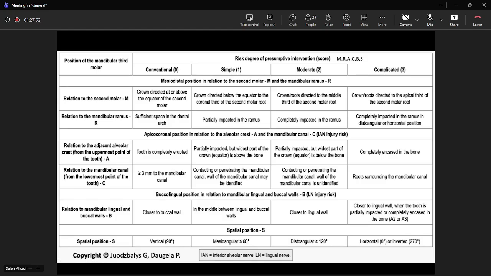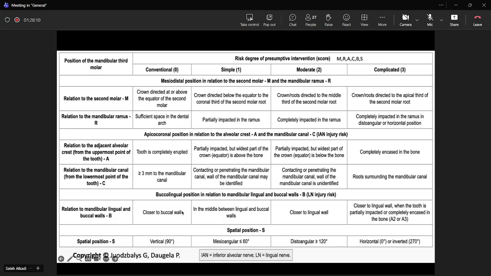And then we have a relationship to the lingual and buccal wall, which is the buccolingual position of the tooth. This will tell you about the risk of lingual nerve injury. And then we have the spatial position of that tooth, whether it's vertical, mesioangular, distoangular, or horizontal.